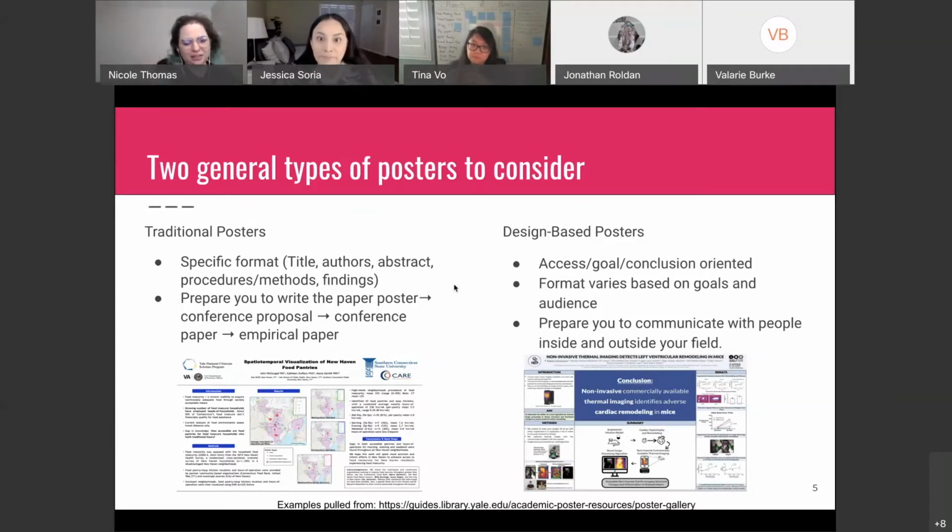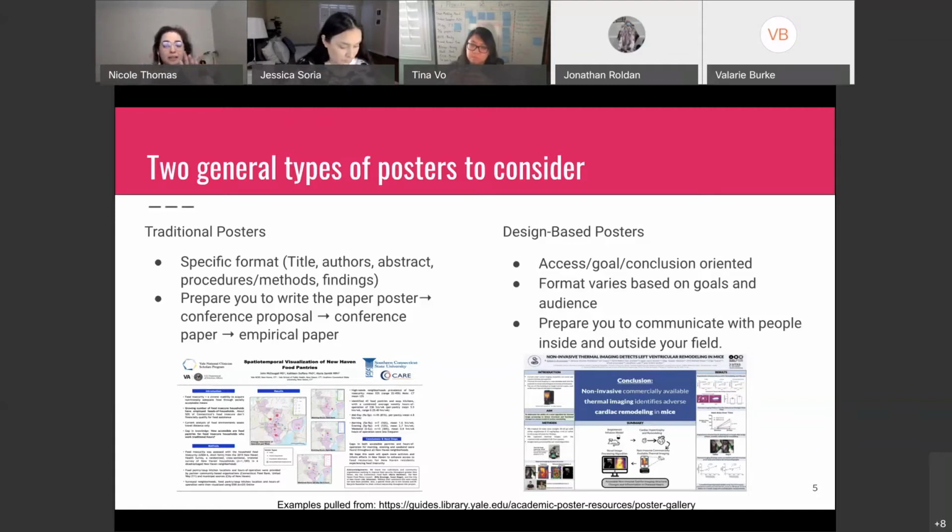So in order to prepare you to write the poster, you have a conference proposal, and then a conference paper, and then an empirical paper. So that's kind of the timeline in terms of turning this poster into an empirical paper.